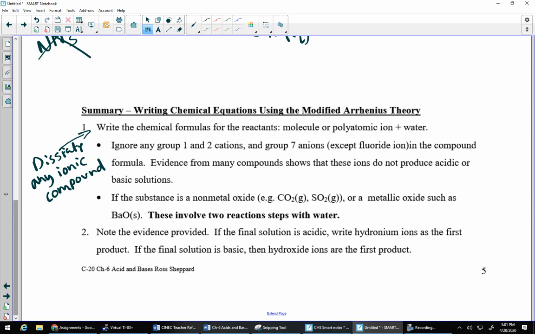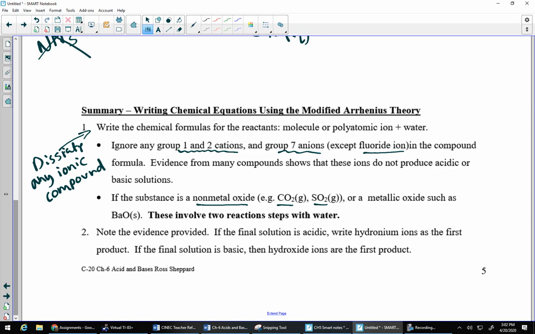What we do with this is you can pretty much ignore every single thing in group 1, 2, and 7, except for fluoride. Fluoride's a little exception in there. So if you see it in group 1, group 2, or group 7, pretty much ignore it. It's not going to form an acid or a base whatsoever, and that comes from lots and lots of evidence. If it is a non-metal oxide, so something that ends in oxygen and starts with a non-metal, like carbon dioxide, sulfur dioxide, nitrogen dioxide, and on and on.